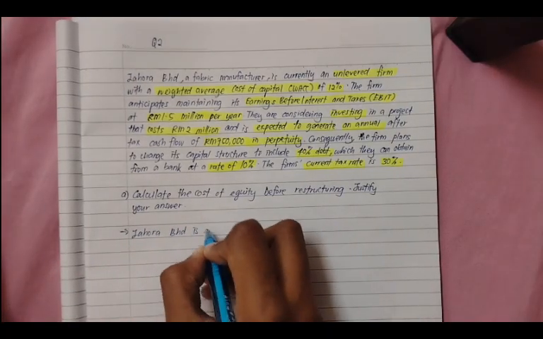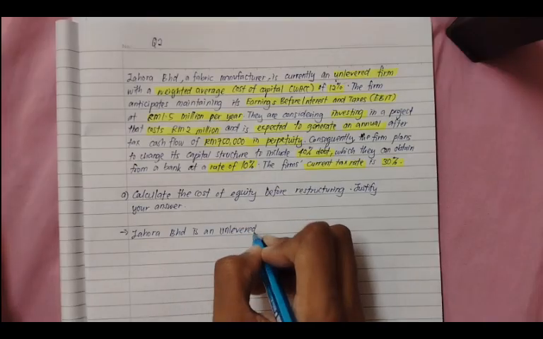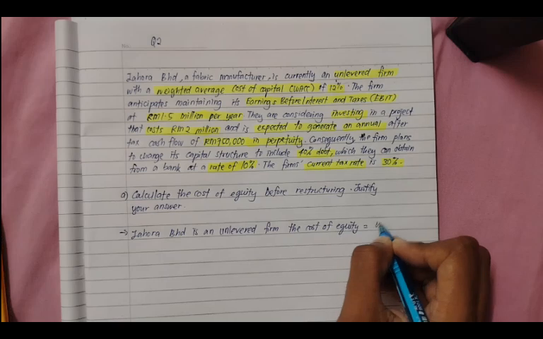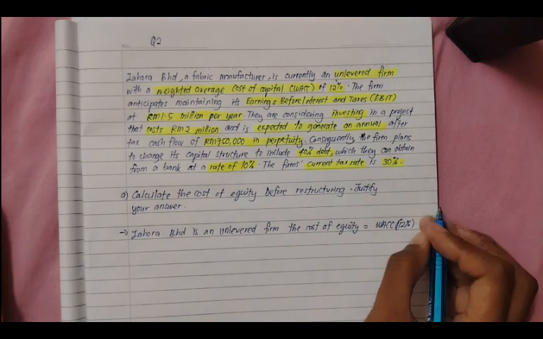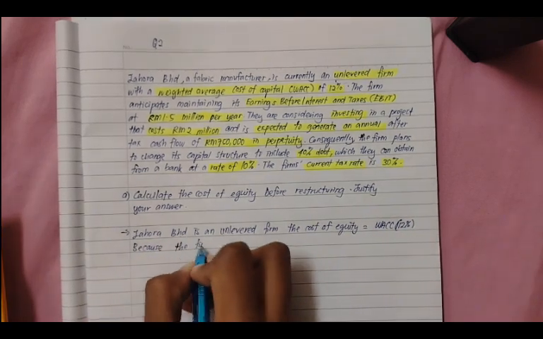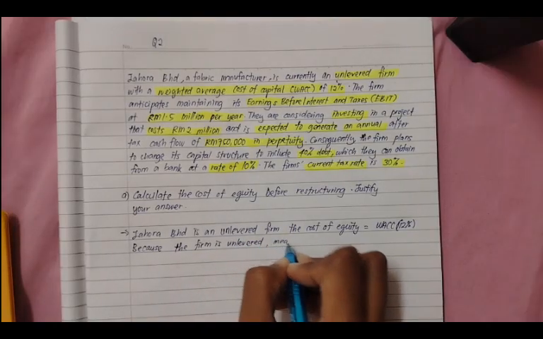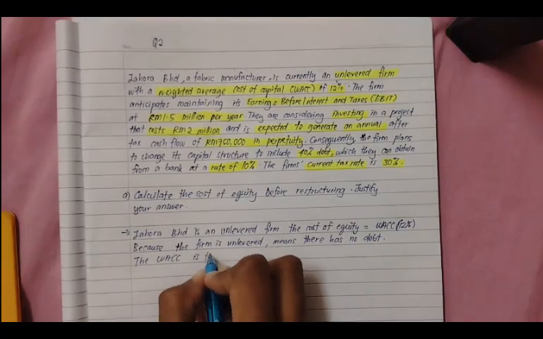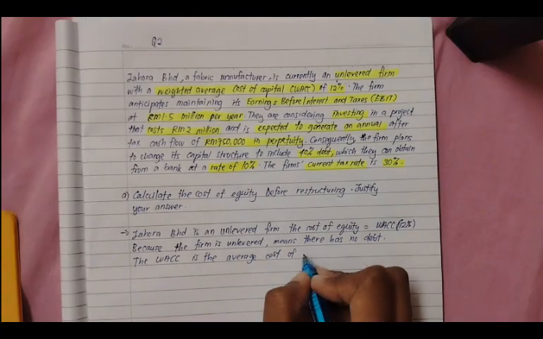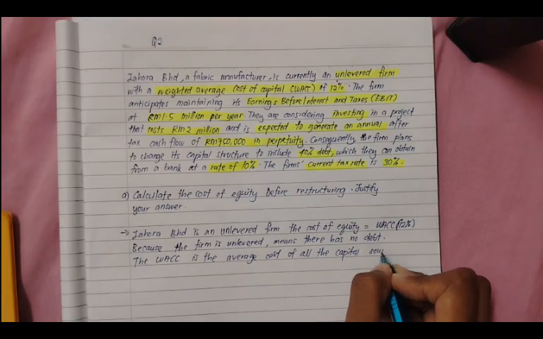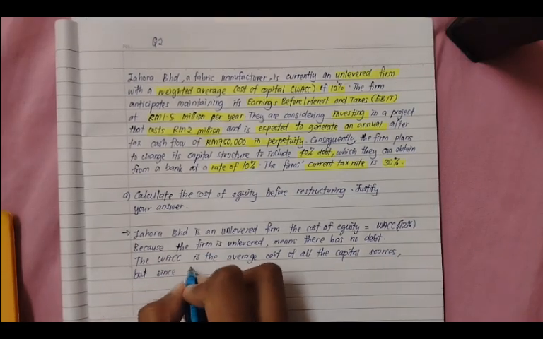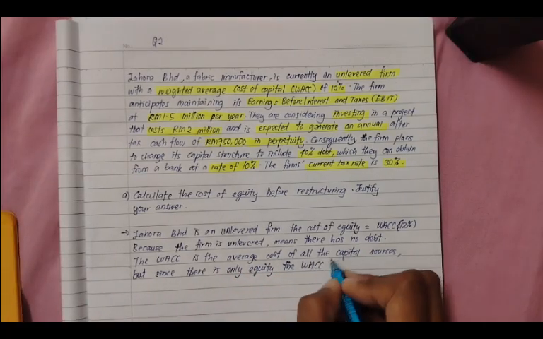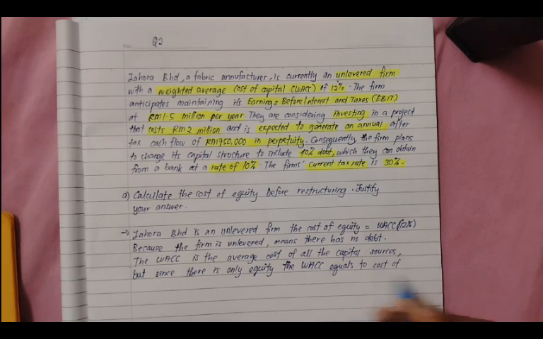Zahora Berhad is an unlevered firm. For an unlevered firm, the cost of equity equals the WACC, the weighted average cost of capital, which is 12%. Because the firm is unlevered, it has no debt. The WACC is the average cost of all the capital sources, but since there is only equity, the WACC equals the cost of equity.